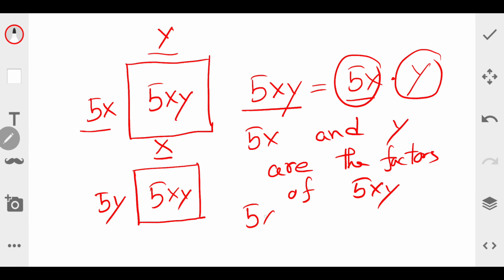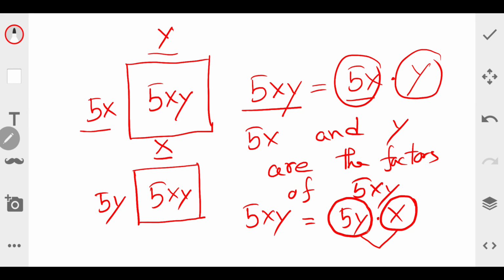Again, I can say, okay, the area is still the same, 5xy, but this time I'm going to say 5y times x. So it's still 5y times x is still 5xy, but that means this time your factors are 5y and x. Instead of 5x and y, it is now 5y times x. Remember that when you multiply these factors, you should get 5xy, and that's the goal.